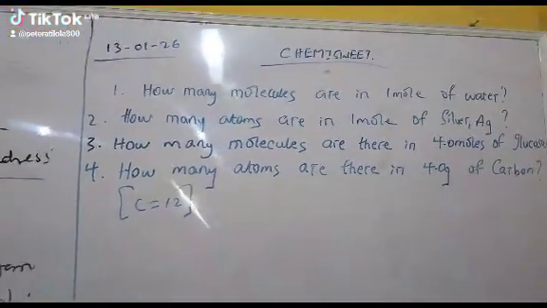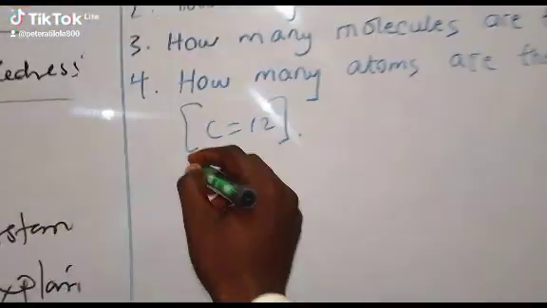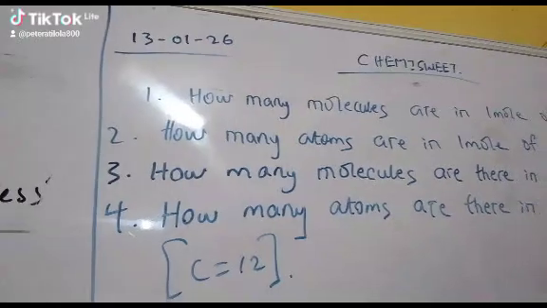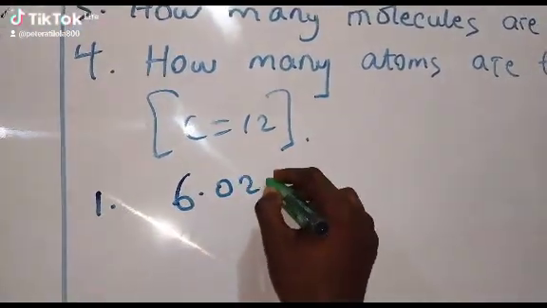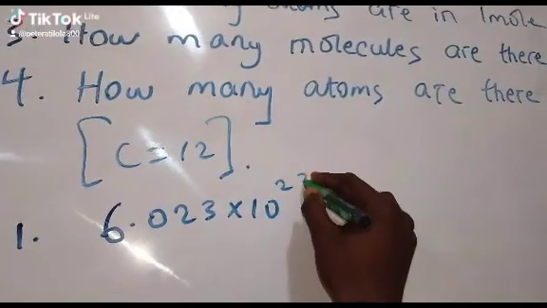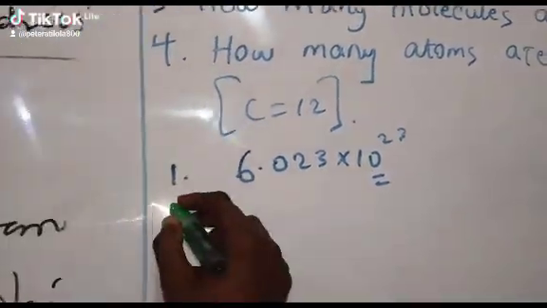Today we're going to be taking some questions on chemistry. For number one, how many molecules are in 1 mole of water? You just have 6.023 times 10 power 23. That is the number of molecules in 1 mole of water.